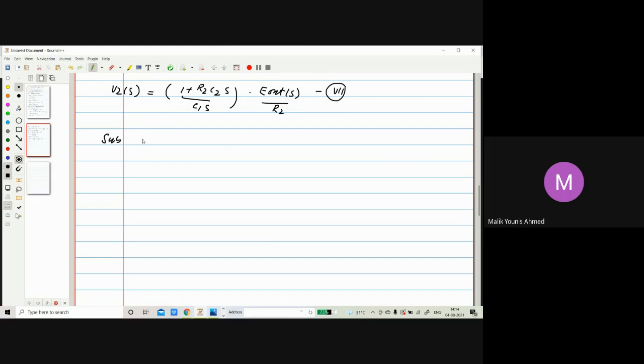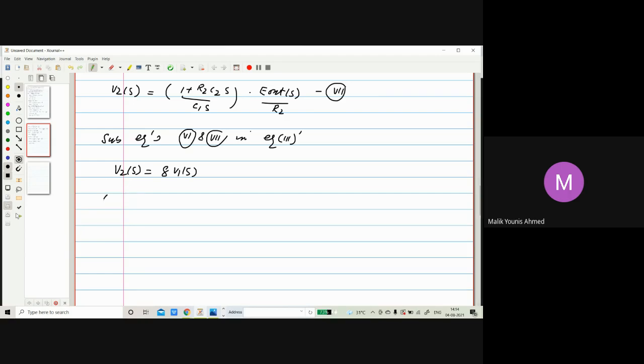So substitute equations 6 and 7 in equation 3 dash. So what we are going to get, that equation is exactly, I'm writing again, V2 of S is 8 times V1 of S. Okay. So V2 of S is here.